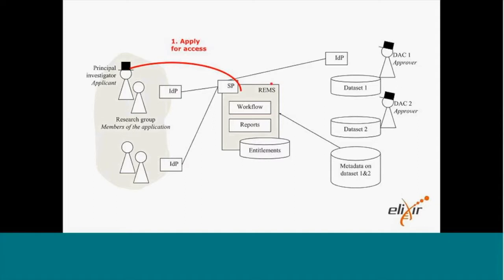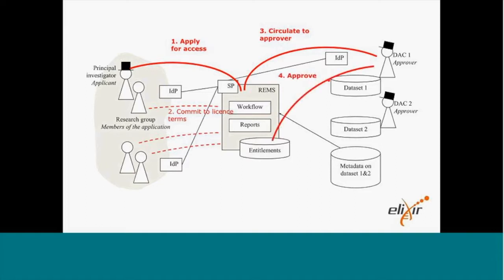The PI logs in to REMS via ELIXIR AAI, fills in an electronic data access application and identifies the datasets they are interested in, and attaches whatever reasoning is needed for the data access application. For instance, attaches a research plan that is relevant for the data access application. The REMS software then asks the research group members to commit to the license terms of the datasets and circulates the data access application to the data access committee.